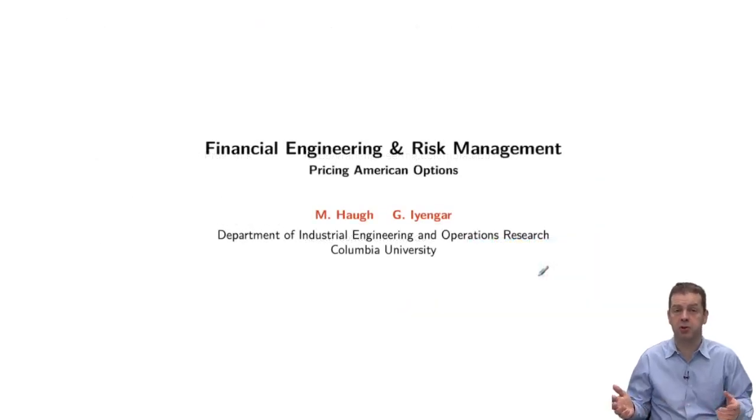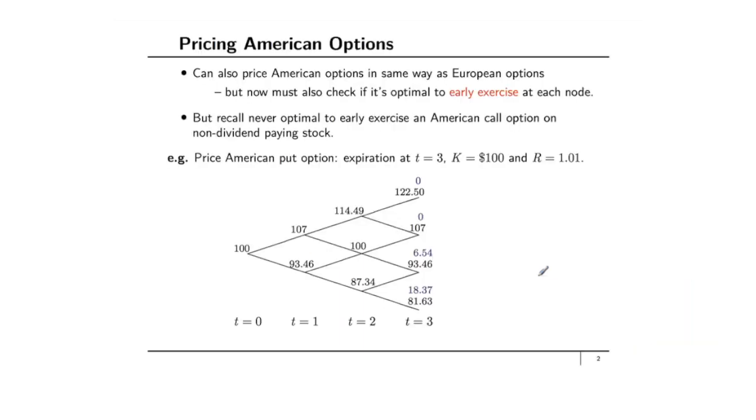Up until this point, we've only seen how to price European options in the binomial model. We're now going to consider the case where the holder of the option has the ability to exercise early. Such an option is called an American option, and we'll see that we can also easily price these securities in our binomial model. The only difference is that we must now also check if it's optimal to early exercise at each node.